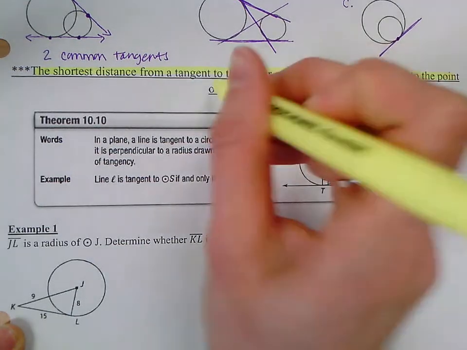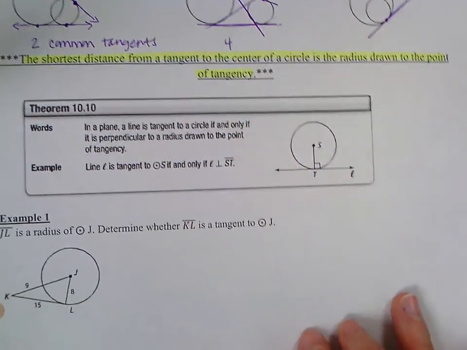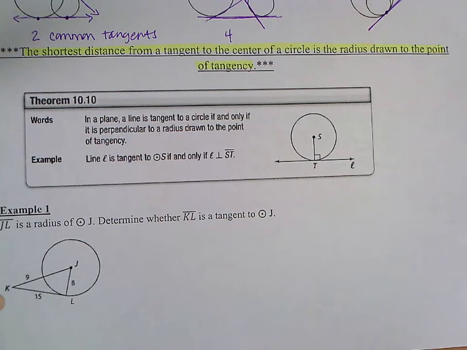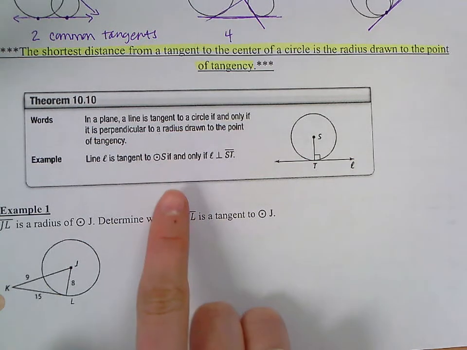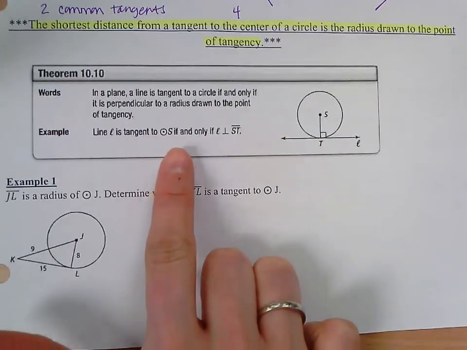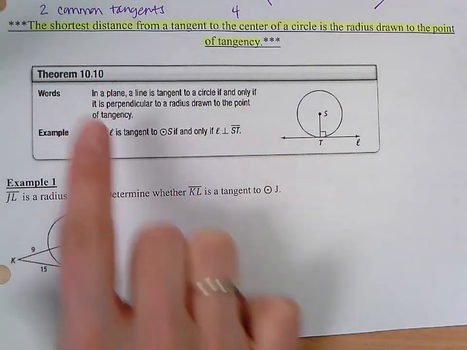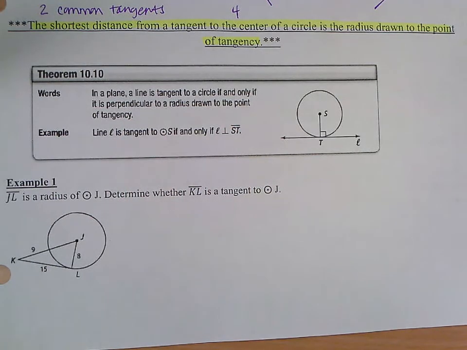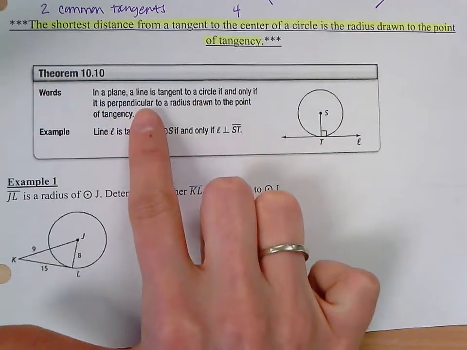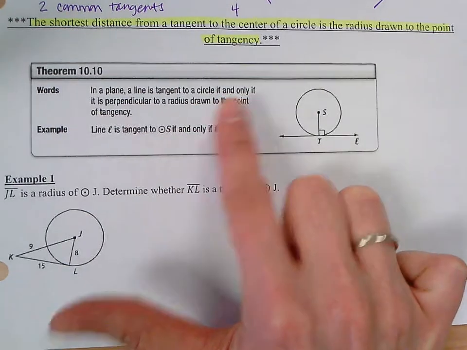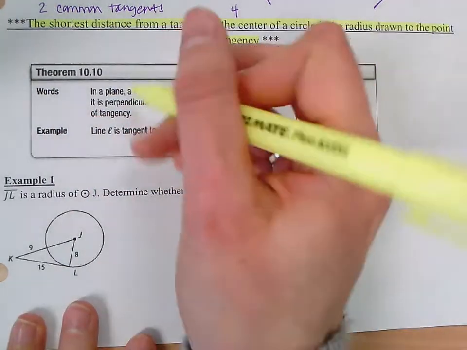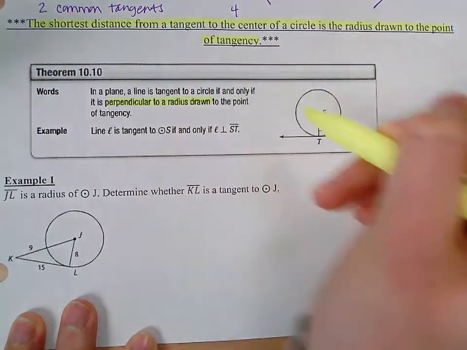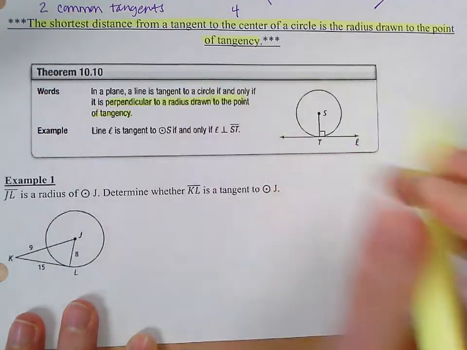So when you're thinking about the distance from a tangent line to the center of a circle, the shortest distance is a radius from that point of tangency to the center. And that actually brings us to this first theorem. So you don't have to remember the number of the theorem, you just have to understand the theorem and how to apply it. So it says, in a plane, a line is tangent to a circle if and only if it is perpendicular to a radius drawn to the point of tangency.